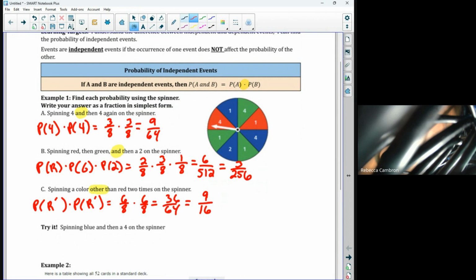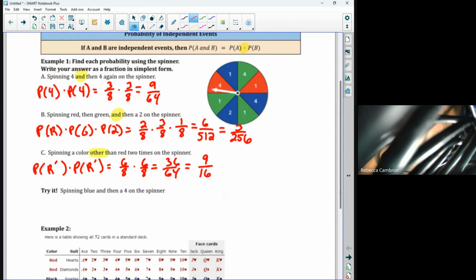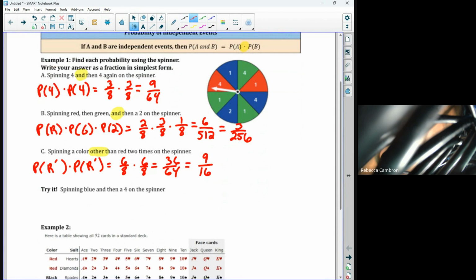So take a second, do the try it. That will be your first question on the Ed puzzle. So for your try it, you have the probability of blue, and which is multiplied, the probability of a 4. There are 3 out of 8 blues. That does not affect my second spin. And there are 3 out of 8 4s, which is 9 over 64. Just like above, that does not reduce.